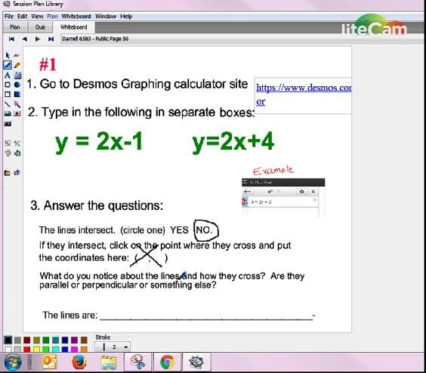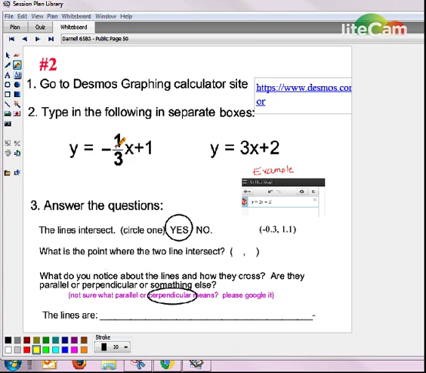What do you notice about the lines and how they cross or don't cross? Are they parallel or perpendicular or something else? Well, I noticed that my lines never cross, so I know that means they're parallel. So I would just write the word parallel on this line. And notice, in the word parallel, there is a set of parallel lines. The two L's are parallel.